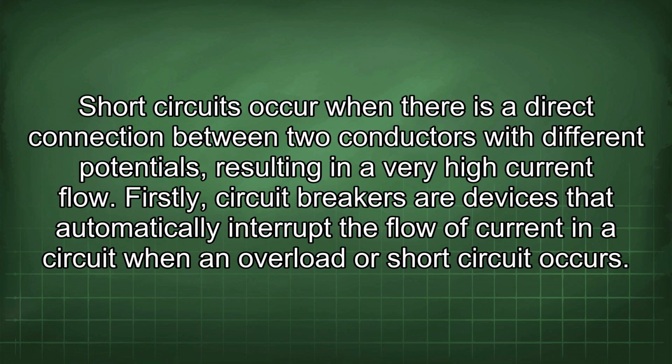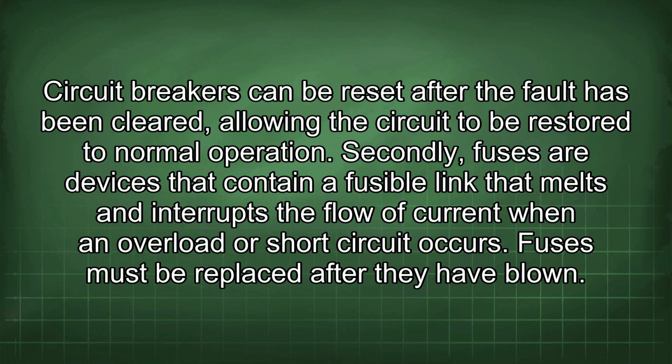current flow. Firstly, circuit breakers are devices that automatically interrupt the flow of current in a circuit when an overload or short circuit occurs. Circuit breakers can be reset after the fault has been cleared, allowing the circuit to be restored to normal operation. Secondly, fuses are devices that contain a fusible link that melts and interrupts the flow of current when an overload or short circuit occurs. Fuses must be replaced after they have blown.